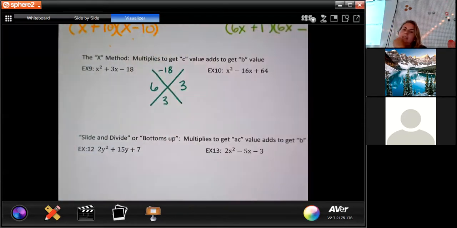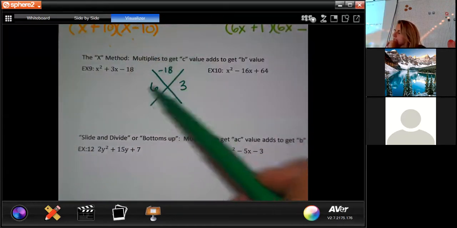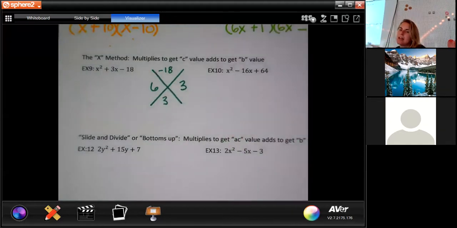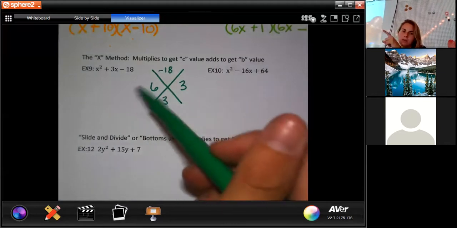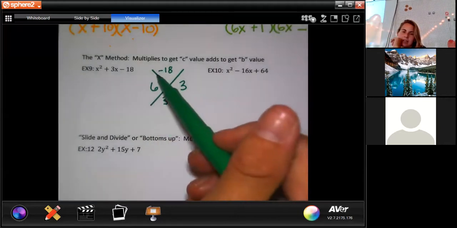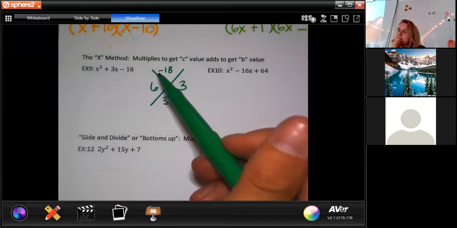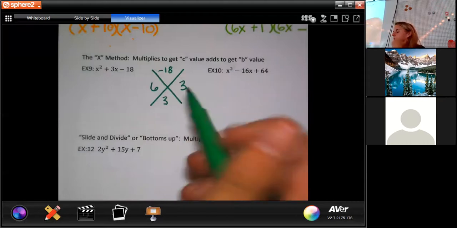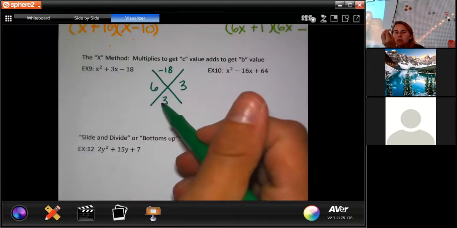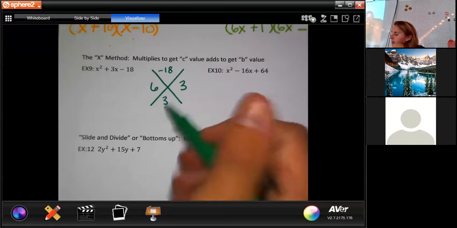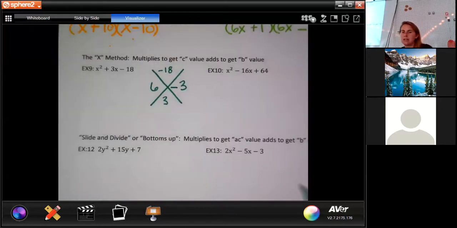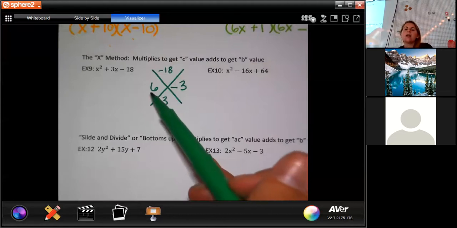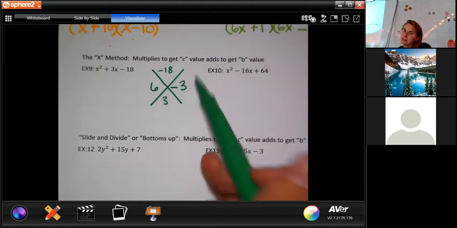I know 6 and 3, because 6 minus 3 is 3. 6 times 3 is 18, but one of them is going to have a negative. Only one of them, because when you multiply, you want to get a negative number. Does that make sense? Hopefully. Yes. Okay. And because when we add them up, we get a positive number, this 3 here is going to be negative. 6 minus 3 is a positive 3. And 6 times negative 3 is negative 18.